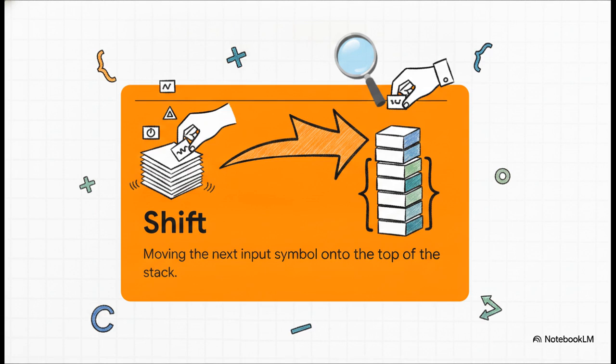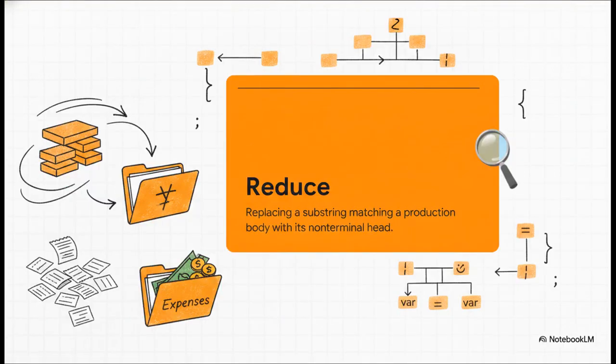Shifting is literally just taking the next small piece of your code from your input buffer, maybe it's an ID or a plus sign, and gently placing it onto your active workspace, which we call the stack. You're just moving a token from the waiting pile to the working pile. That's a shift.